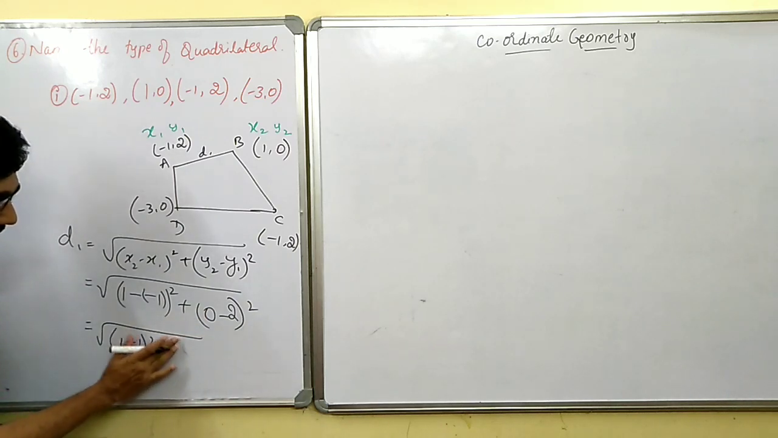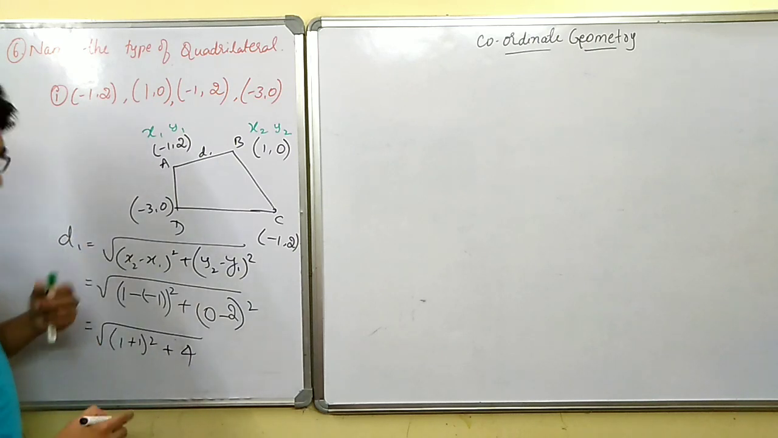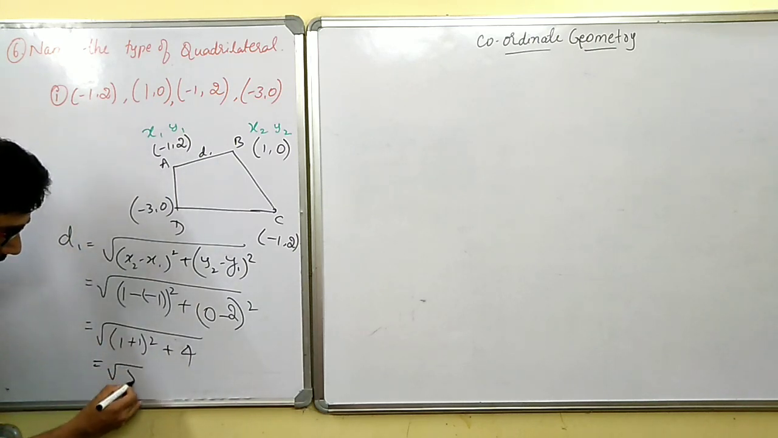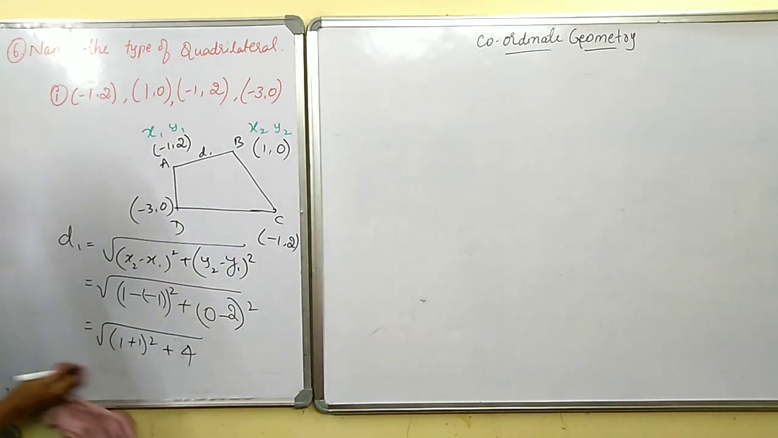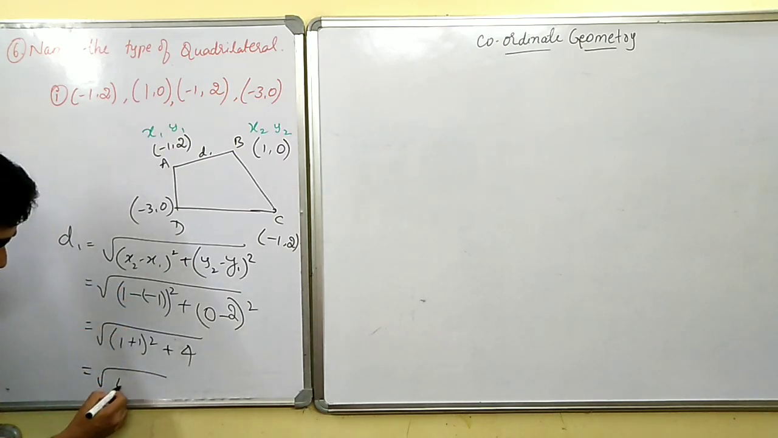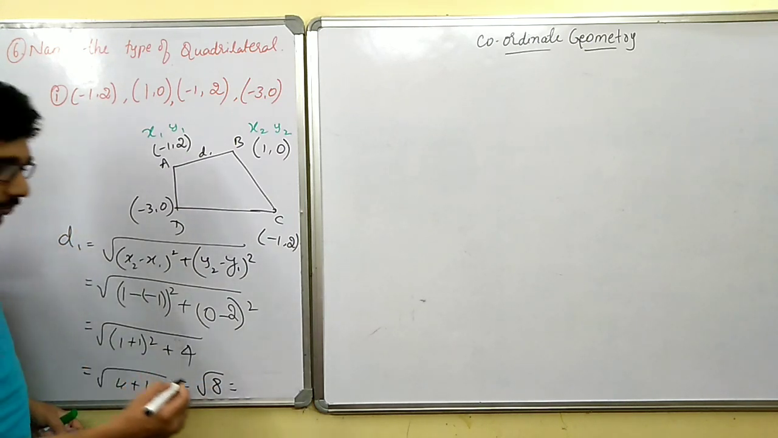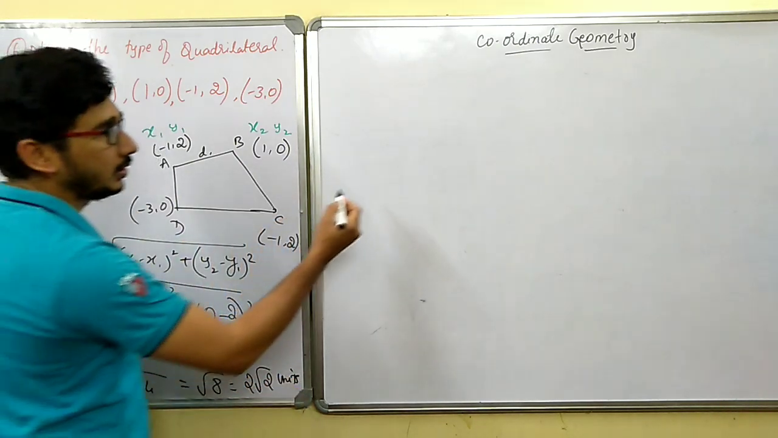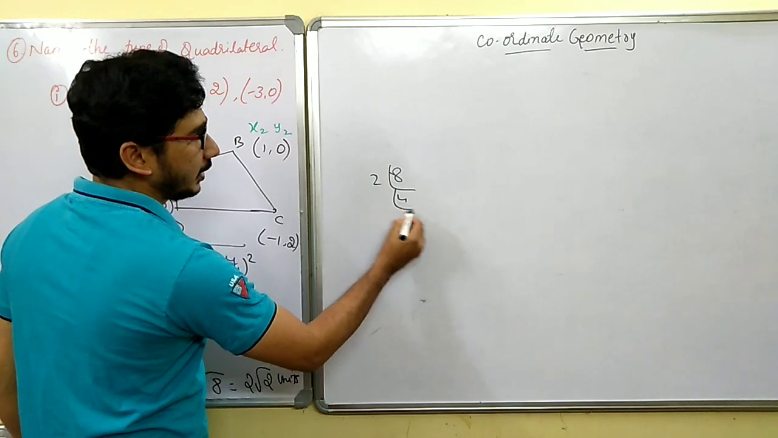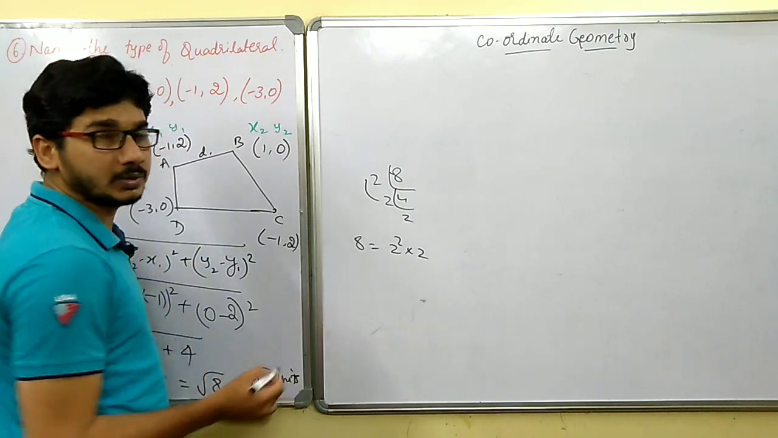Directly I will write it off. Minus into minus plus, 2 to the 4. So 1 plus 1 is 2, 2 to the 4. It will become root 8. If you are getting confused, I'll write separately. 1 plus 1 is 2, 2 square is 4 plus 4, which is equal to root 8. Root 8 can be written as 2 root 2 units. 2 fours are 8, 2 twos are 4. So 8 is equal to 2 square into 2. Pairing them and writing.